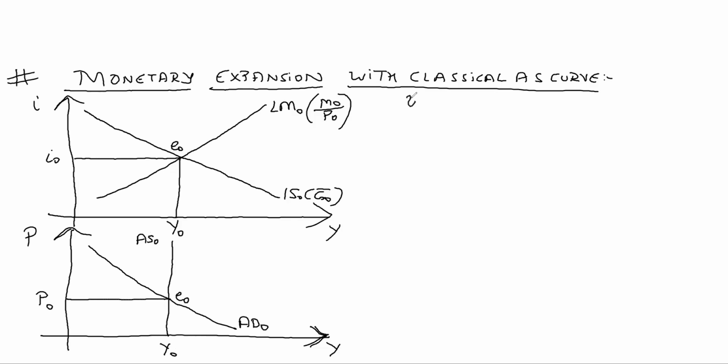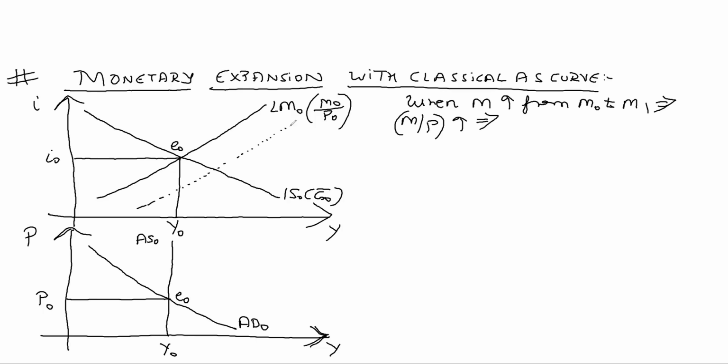Now, when money supply goes up, when M increases from M0 to M1, it implies M by P goes up. When real money supply goes up, what happens to the LM curve? LM curve shifts to the right from M0 by P0 to M1 by P0. Nothing is happening to the price level right now. The price level is still the same. Nominal money supply has gone up. So my LM curve shifts to the right and downwards.